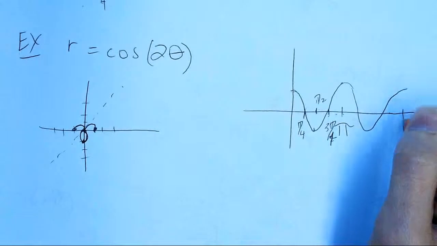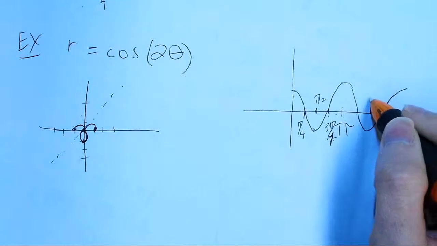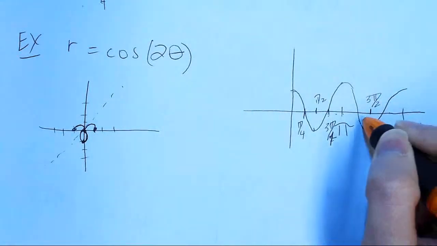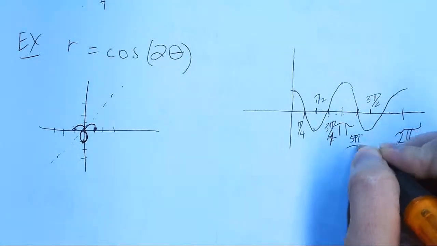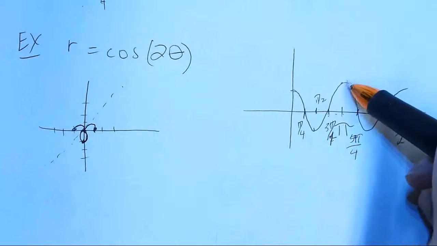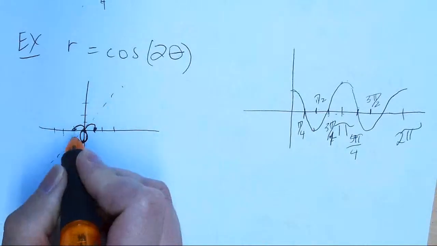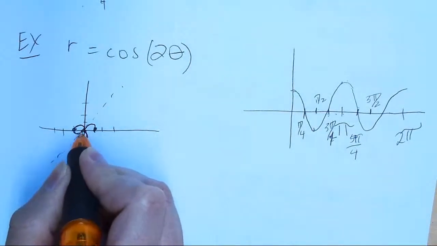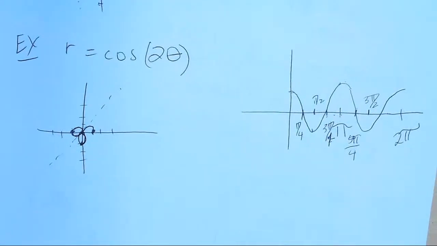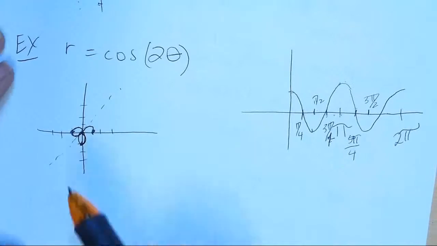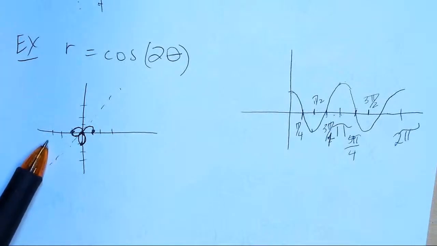So now this is going to be 2 pi. This is going to be 3 pi over 2. This is going to be what? 5 pi over 4. Okay, so from pi to 5 pi over 4, it's going back to 0. So that would be this little piece right here. From 5 pi over 4 to 3 pi over 2, which is going to be actually this little sector right here, it's going to be going to -1.